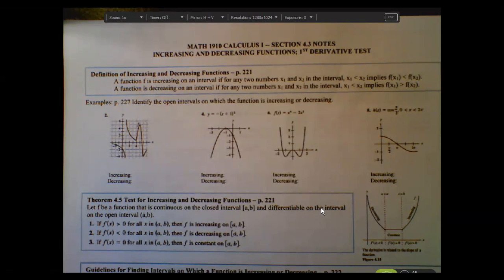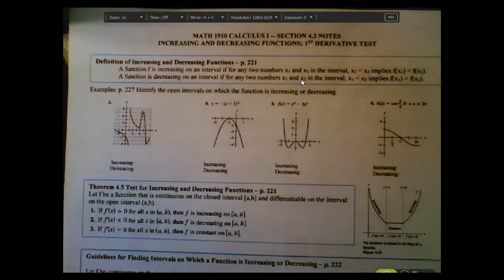All right. Any questions from the 4.2 homework? That was not bad. What about 4.3?